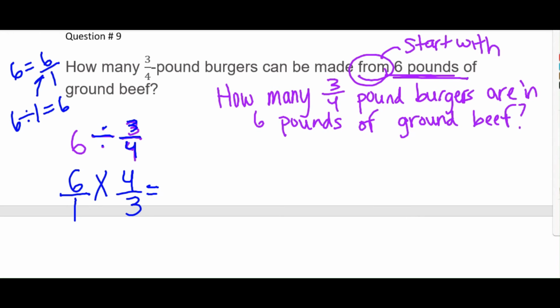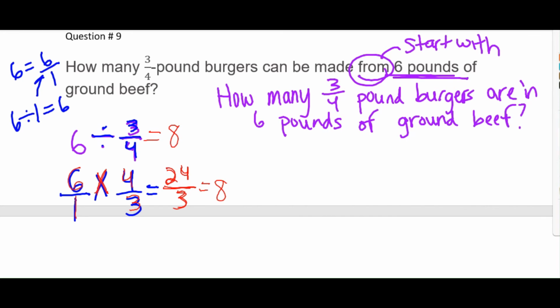The goal is to change your division into multiplication. If it's multiplication, you leave it. So we have 6 times 4 for the numerator, which is 24. Now you could have cross simplified for the numerator. And then we have 1 times 3, which is 3. And 24 divided by 3 equals 8. So that means this is equivalent to 8.